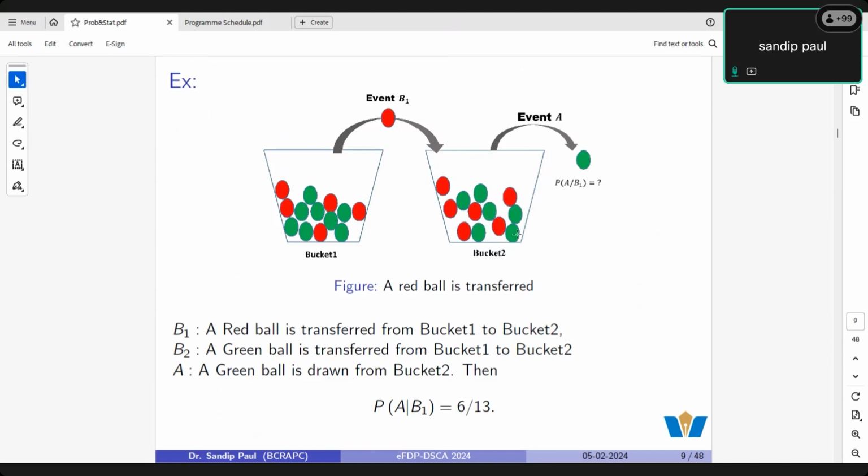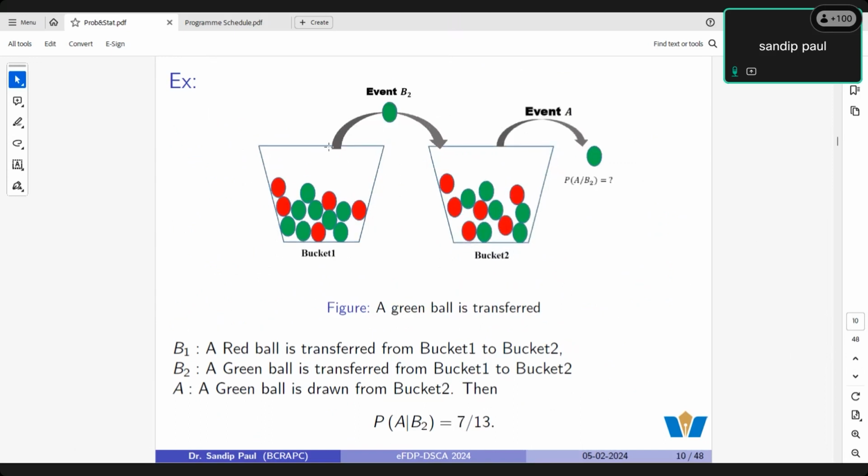There is no change in the number of green balls, so it is 6, but the total number of balls in the second bucket is 13, so it will be 6 by 13. But in the second case, if we transfer a green ball from the first to the second, what is happening? If we transfer the green ball, the number of green balls will be increased by 1 in the second bucket, and if we consider a green ball from the second bucket and want to know its probability, we can see the number of red balls is still 6, but the number of green balls is increased by 1, it is 7.